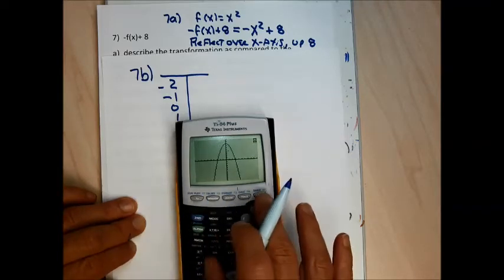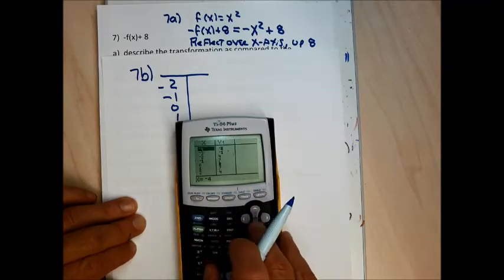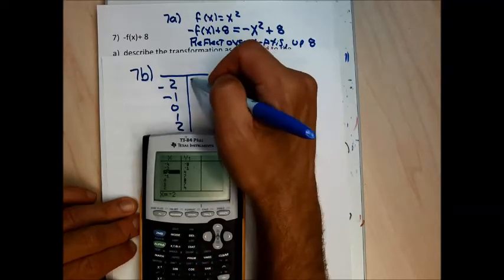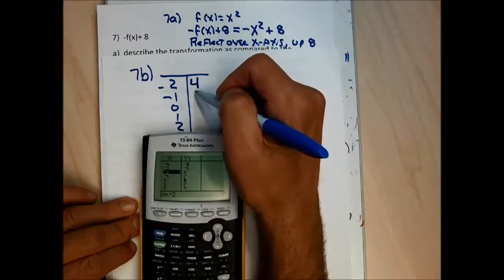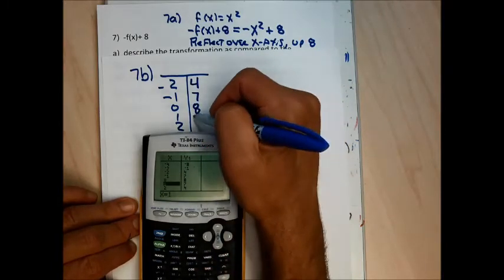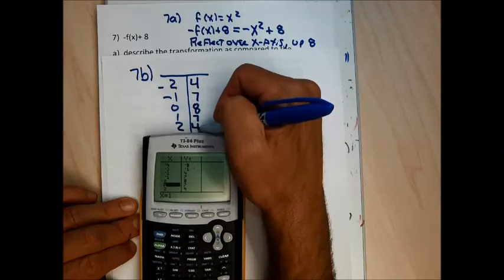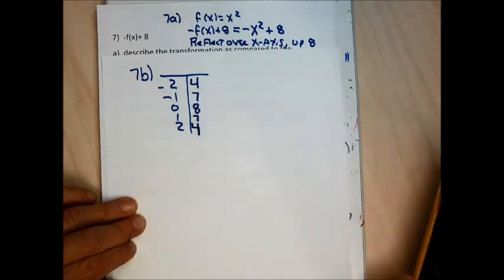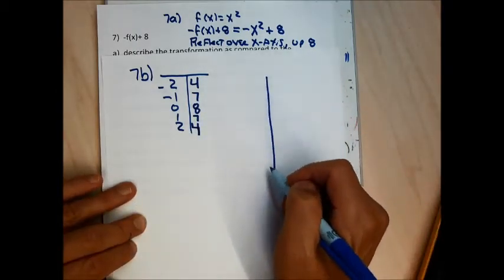And then second table, next to -2 I see 4. Next to -1 I see 7. Next to 0 I see 8. Next to 1 I see 7. And next to 2 I see 4. Now I'll graph all these points and be done with part B.